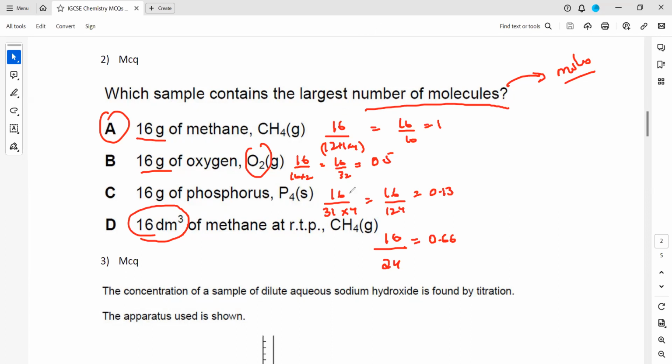So if the mass is given, we will use moles equal mass in gram over molar mass. If the volume is given, we will use moles equal volume of a gas divided by 24.